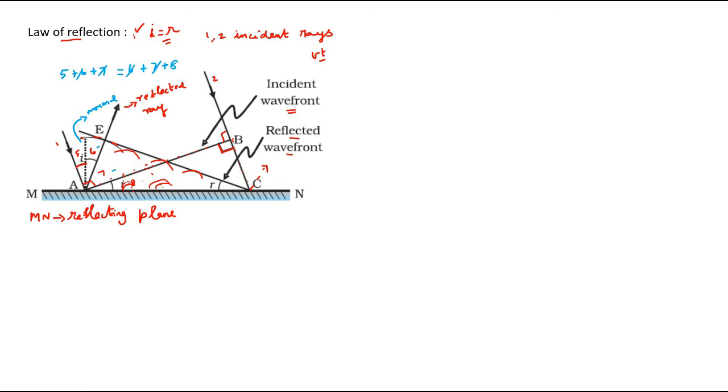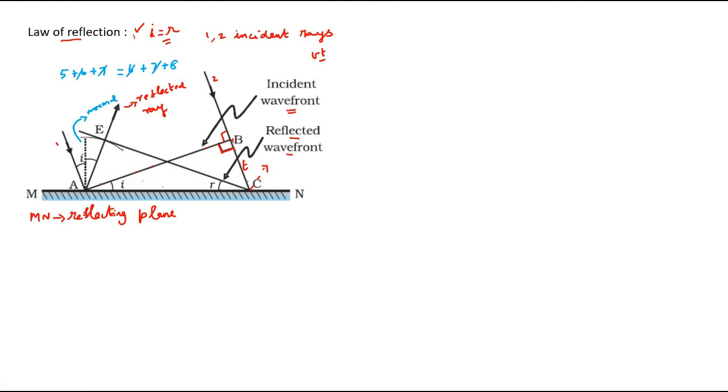The time taken by the point B to reach C, what is this point B? It is on the incident wavefront. Let's say it is time t, right? So if t is the time taken by the point B to reach C, then in the same time t, the secondary wavelets from A would have gone to this point. So you draw the common tangent plane to all the secondary wavelets. So CE will represent the reflected wavefront.